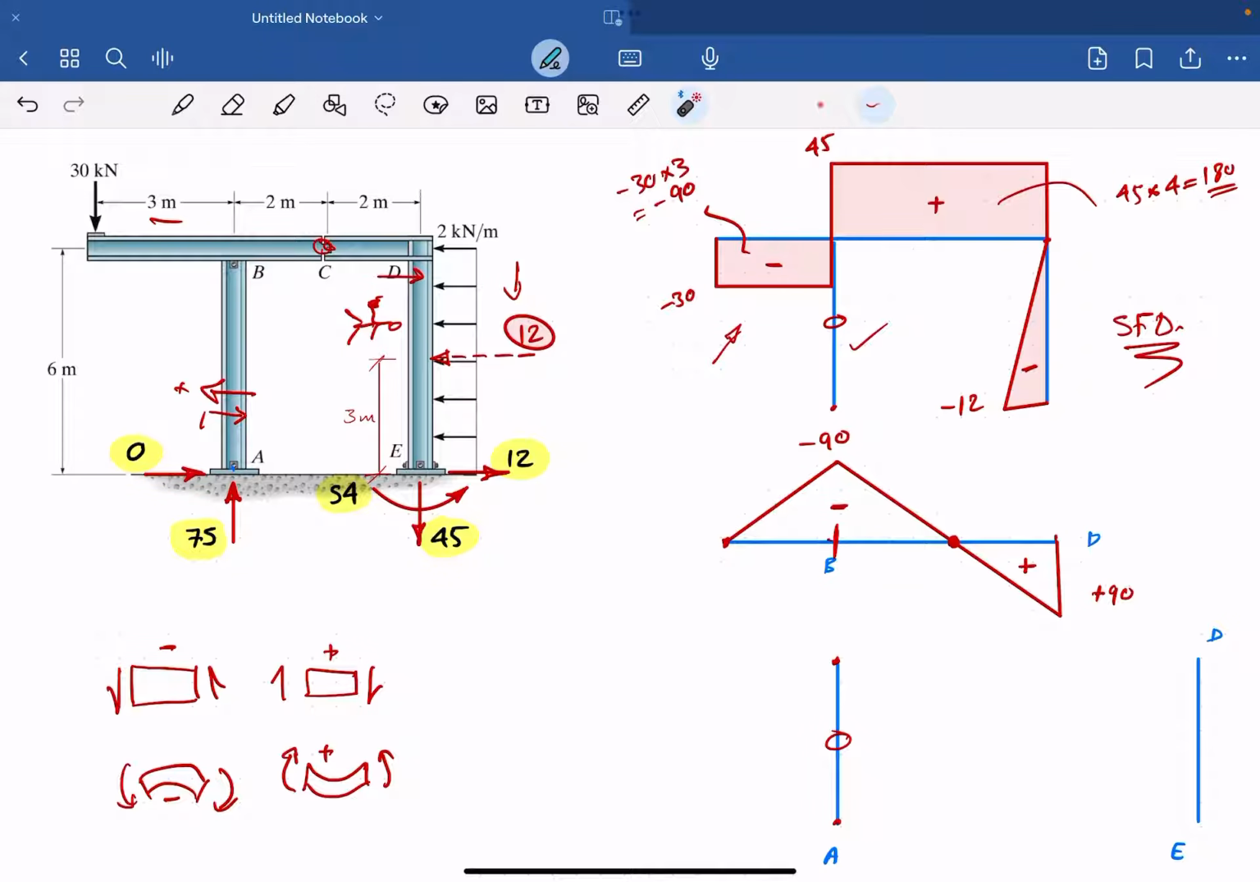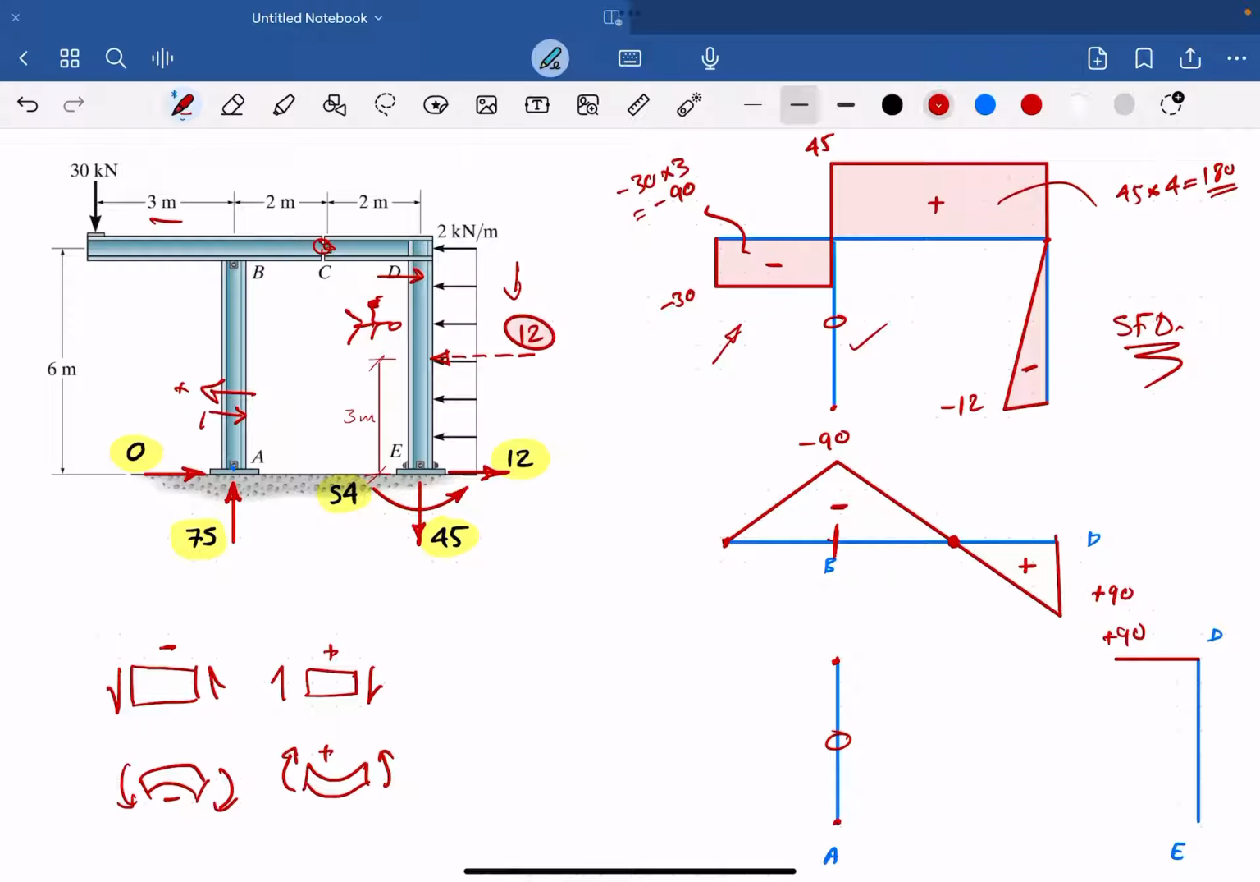Member DE, at this point D, if we have a moment here of plus 90, we should have the same moment here, plus 90, at the same point, because it is exactly the same point, here or there, it will be the same moment. Therefore, we have here plus 90, so here also we should have plus 90. This is the same, plus 90.